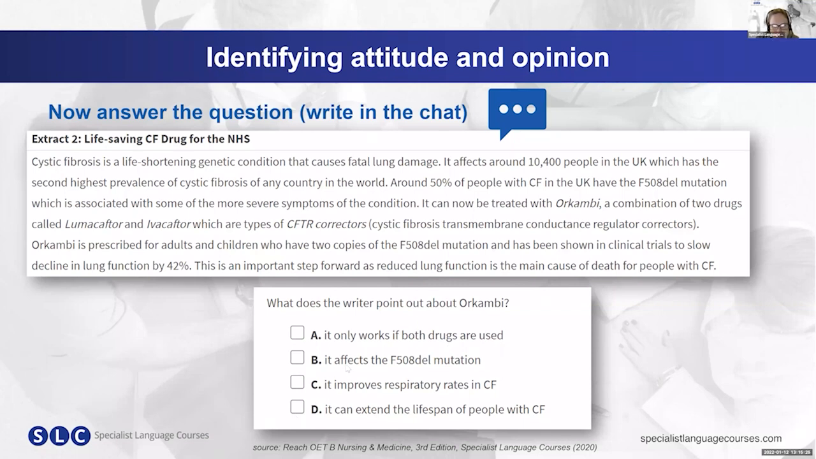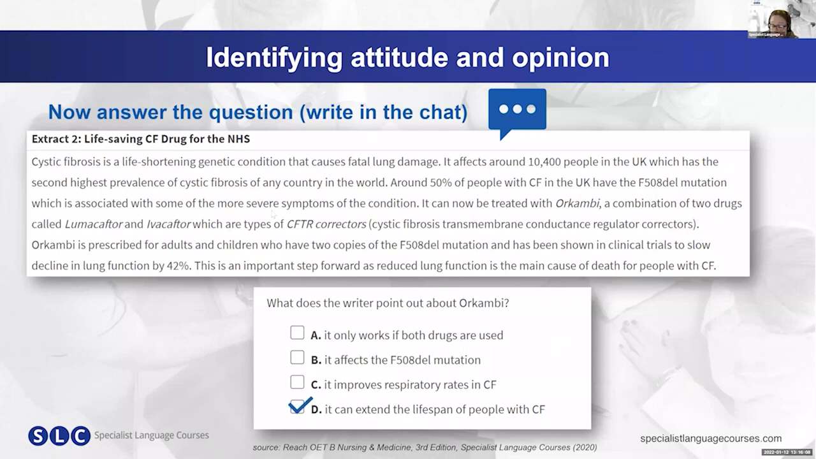Some of you putting B, it affects the mutation. It doesn't affect the mutation. It says it's prescribed for adults and children who have the mutation, and it slows down the decline in lung function, but not the mutation. So it can't be B. Okay, so does it improve respiratory rates though? It doesn't say it improves it, it just slows the decline. So again, it's not option C. The correct answer is D.